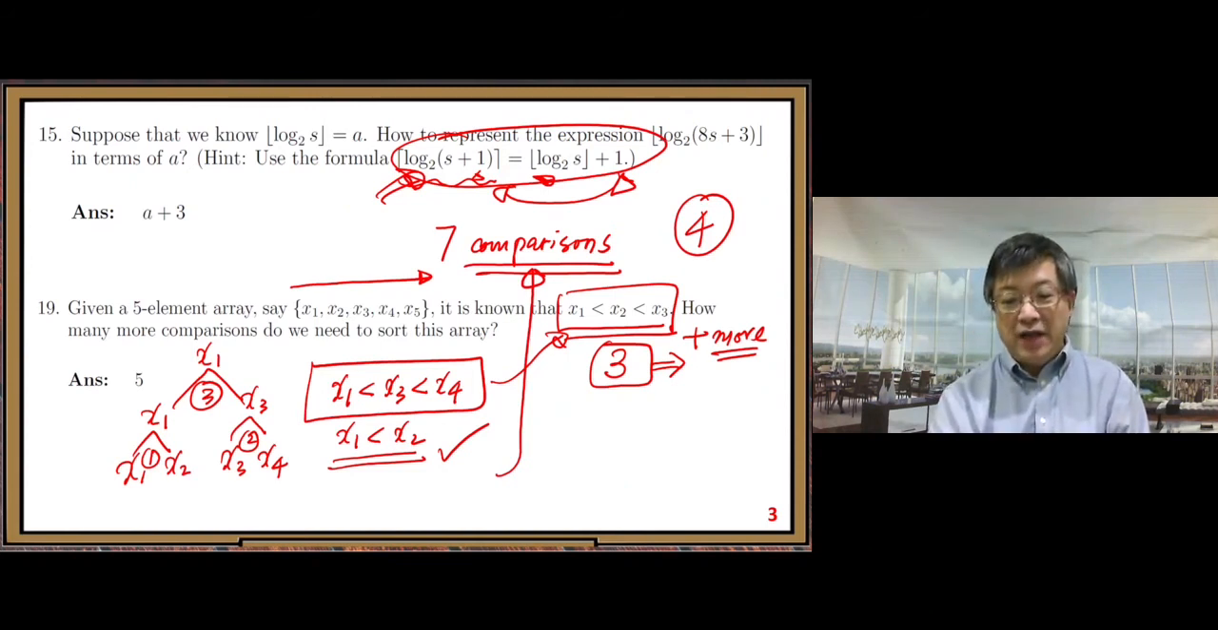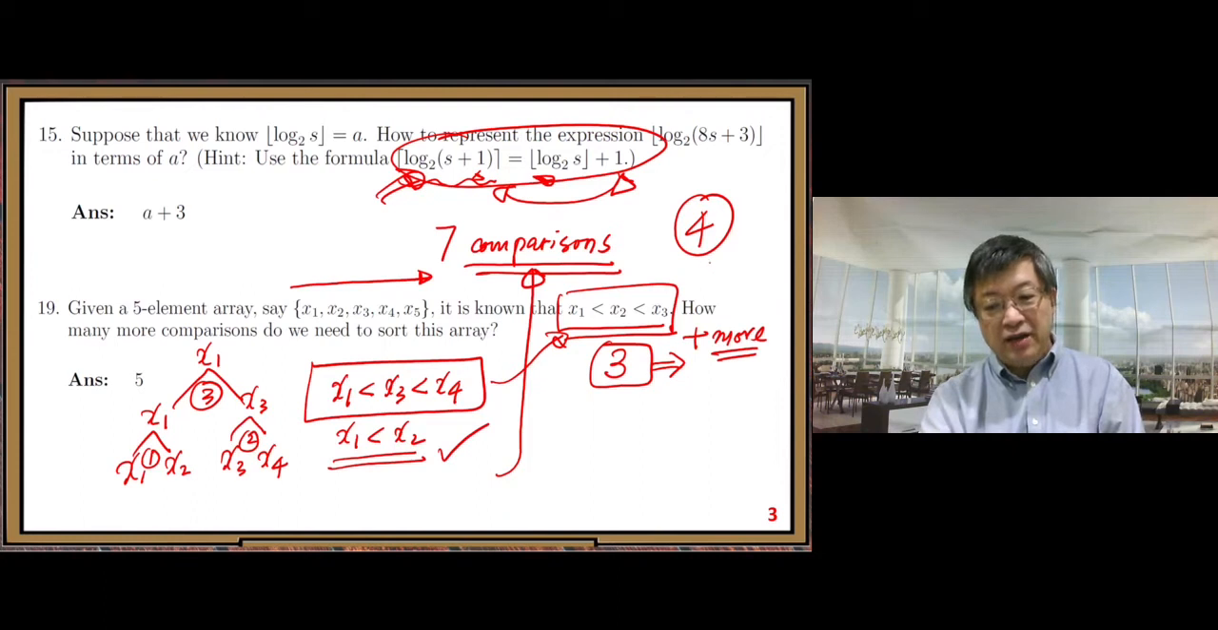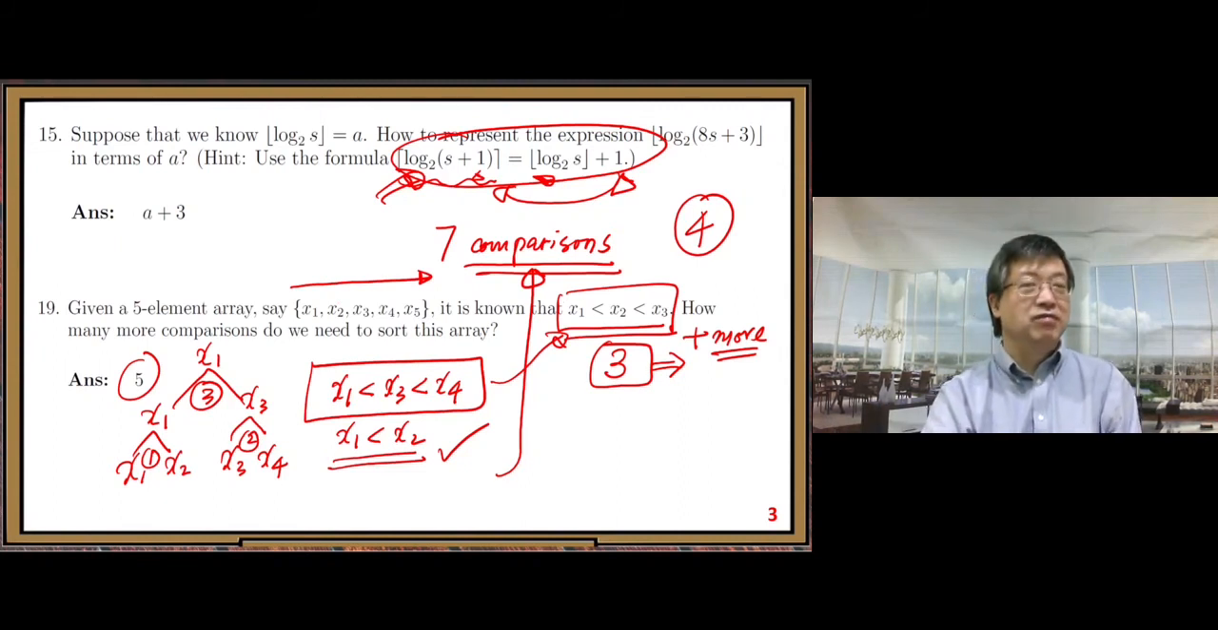Now, that's the reason you cannot use fewer than 5 comparisons to sort it. You cannot use 4, so you need to use 5. But there could be a challenging question. Is it possible using 4 comparisons to sort with this condition?